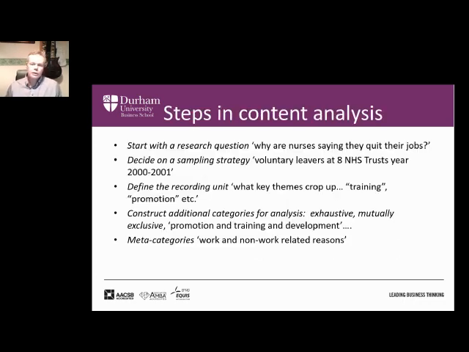So the steps in content analysis. So you start with the research question. For example, why are nurses saying they quit their jobs? You decide on a sampling strategy. I'm going to look at voluntary leavers at 8 organisations, NHS organisations or trusts, in the year 2000 to 2001.